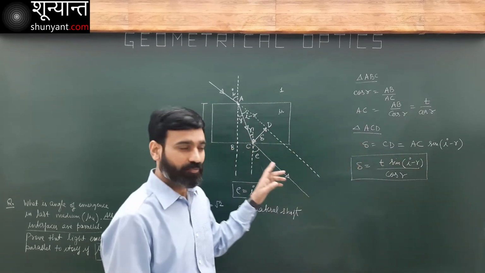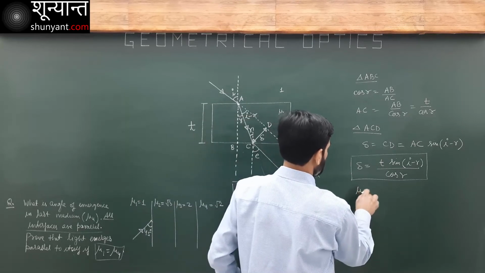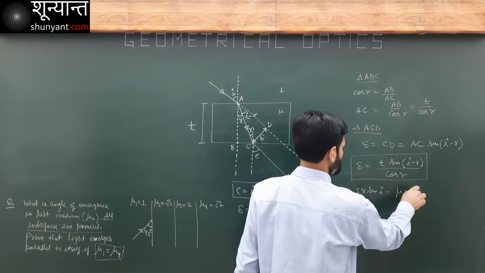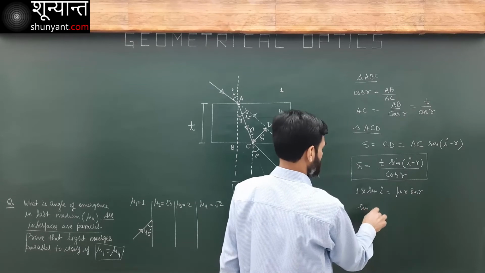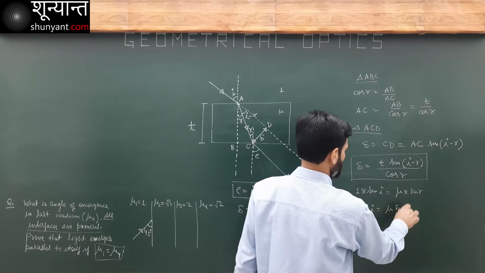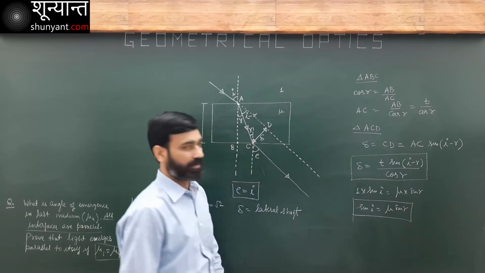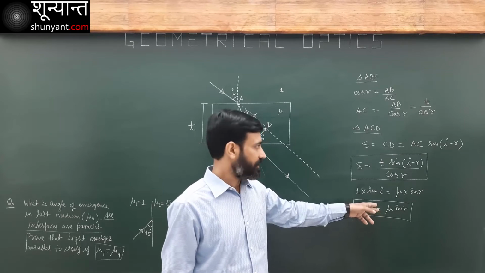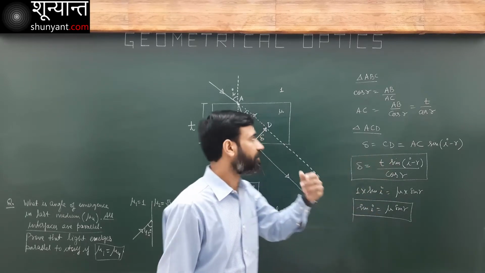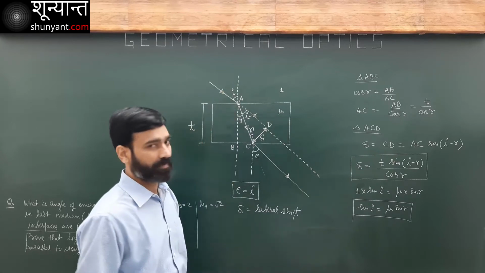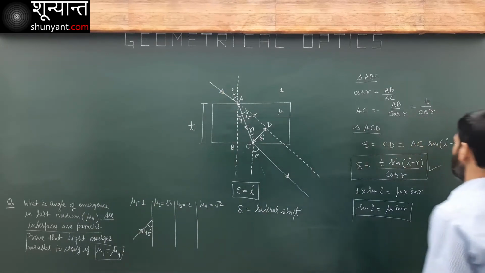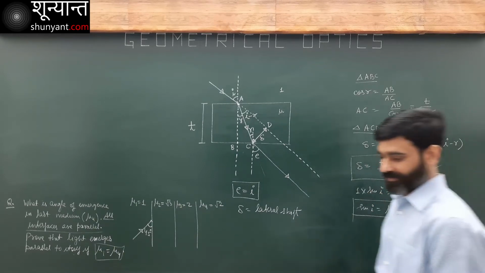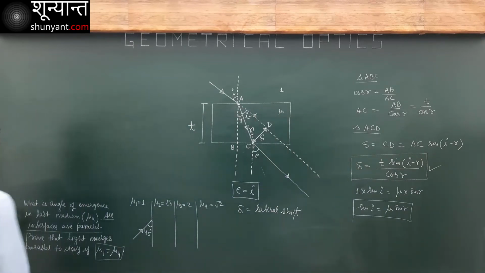Okay, I and R will be related by this. Mu. Okay, so 1 times sine I is going to be equal to mu times sine R. So sine I is equal to mu sine R. So I can put this relation in this expression. I can find shift in terms of mu, I and T. But this also is a perfectly valid expression for shift. This is known as lateral shift.